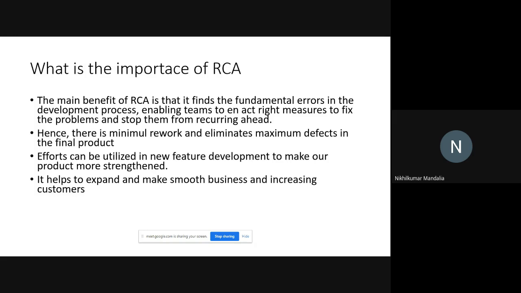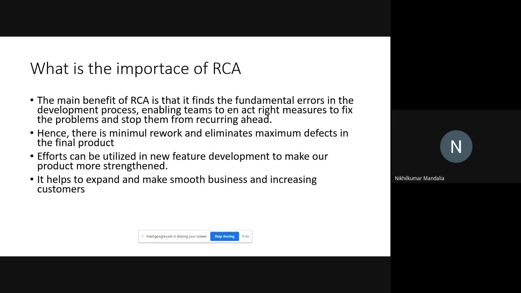So as we discussed, RCA is always helpful to take prevention. The main benefit is to find the fundamental errors in the development process. Sometimes we see issues during development due to some communication, and we also need to check predominantly where exactly we need to take care, which particular issues, and what the corrective actions are. RCA will help us with that.